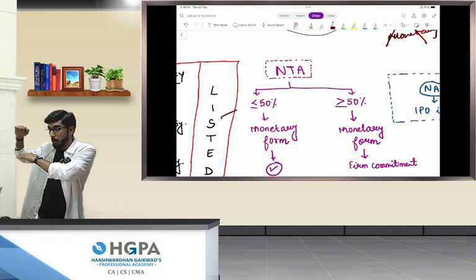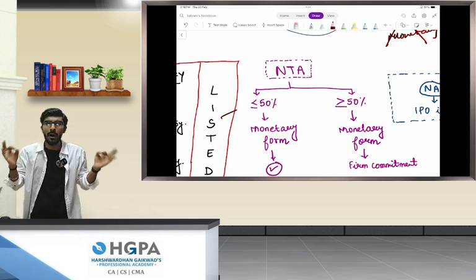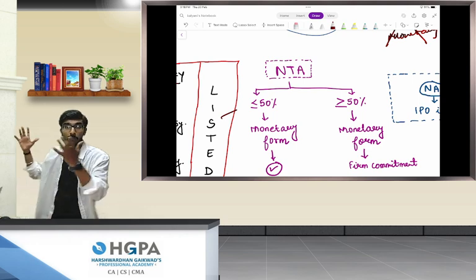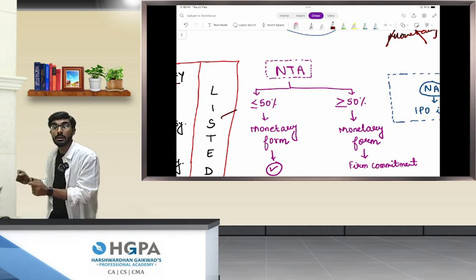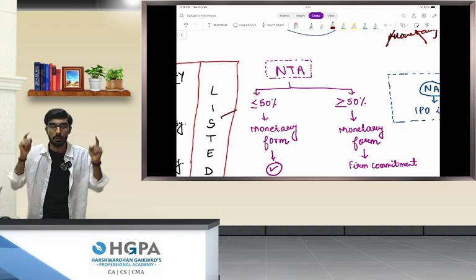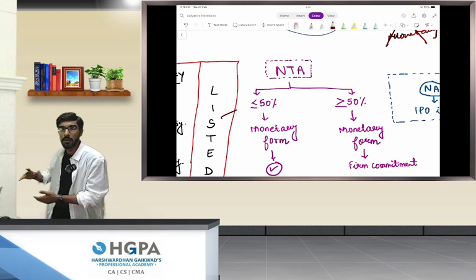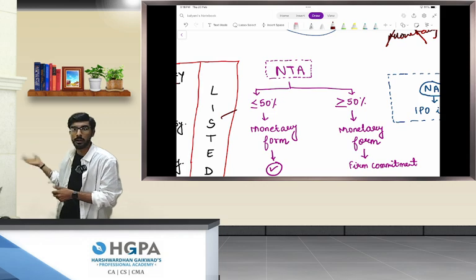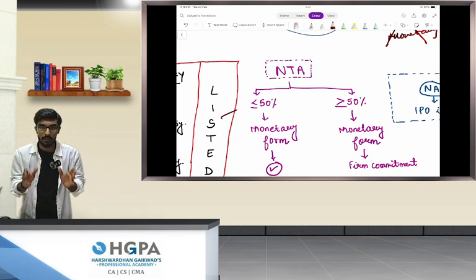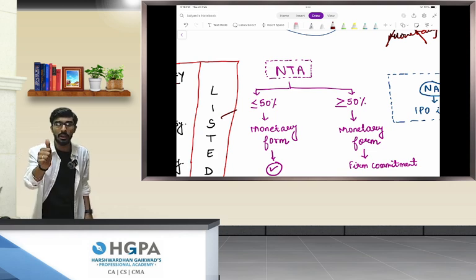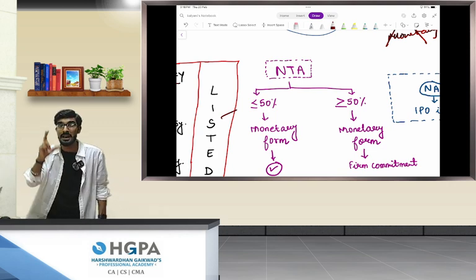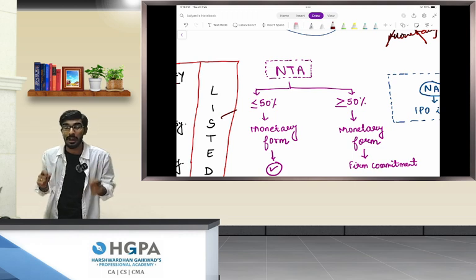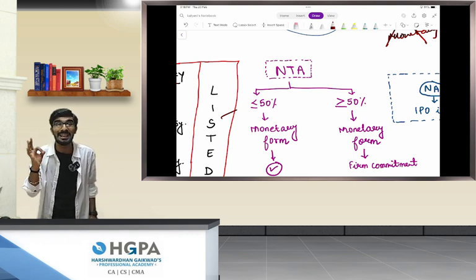Already it has got more than 50% in monetary form. Why do you think they will utilize the money properly? If they already got so much money, why are they not utilizing this money? That doubt will come to the mind of Sebi. Okay, why are you going for an IPO? Supposing it is less than 50% in monetary form, okay, no problem. If more than 50% is there in monetary form, they have to submit to Sebi a firm commitment as to how they are going to utilize the excess money.